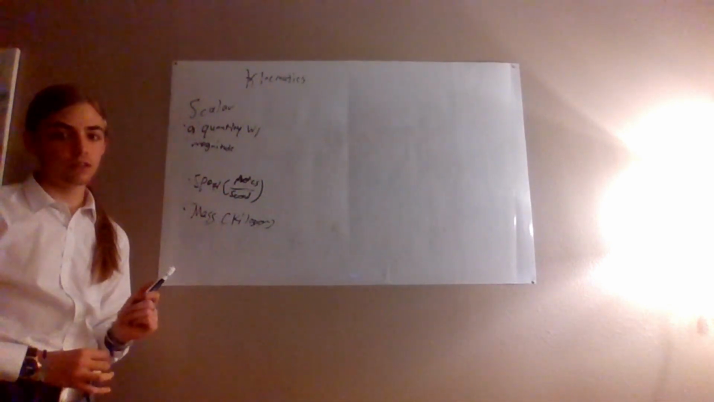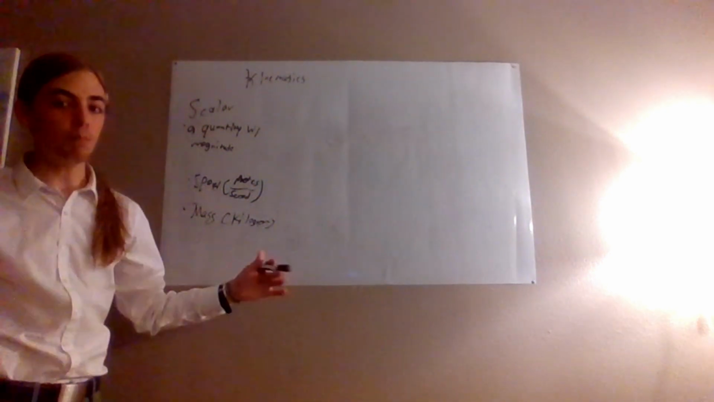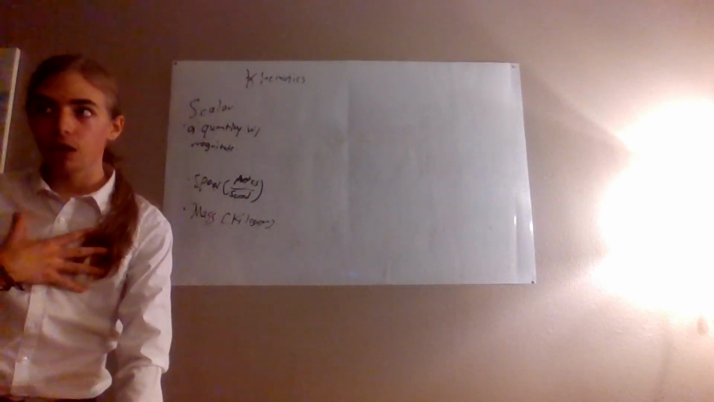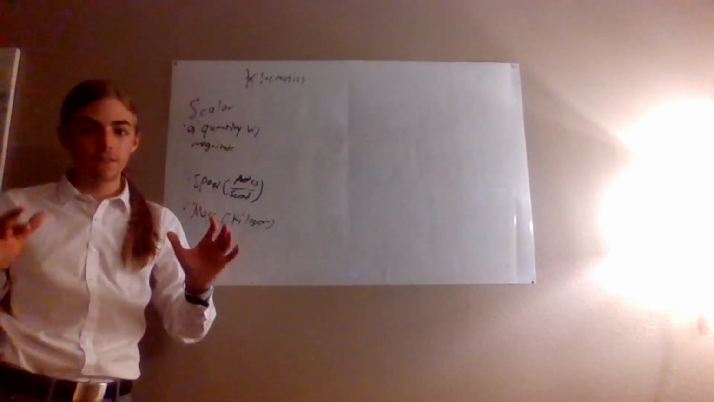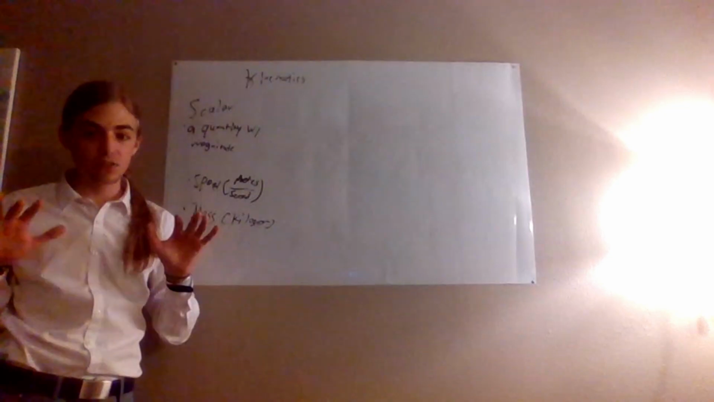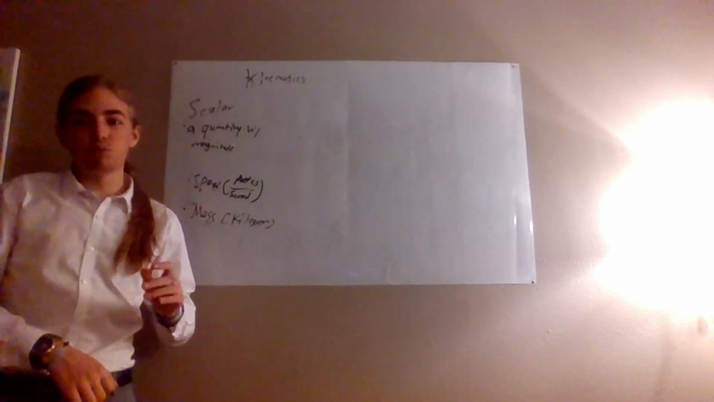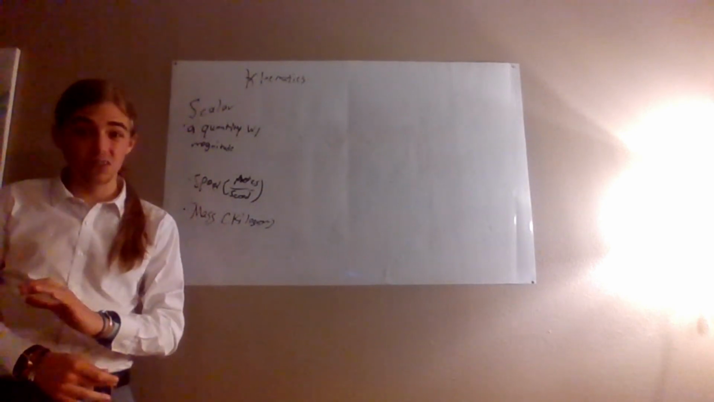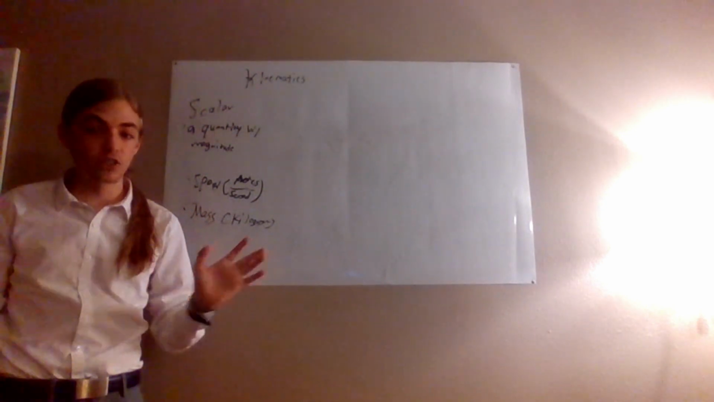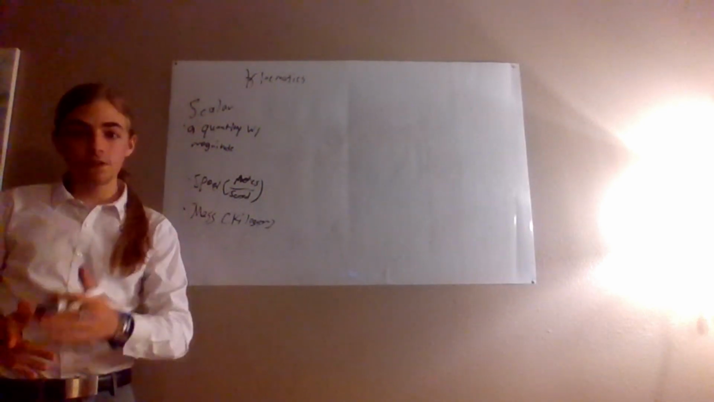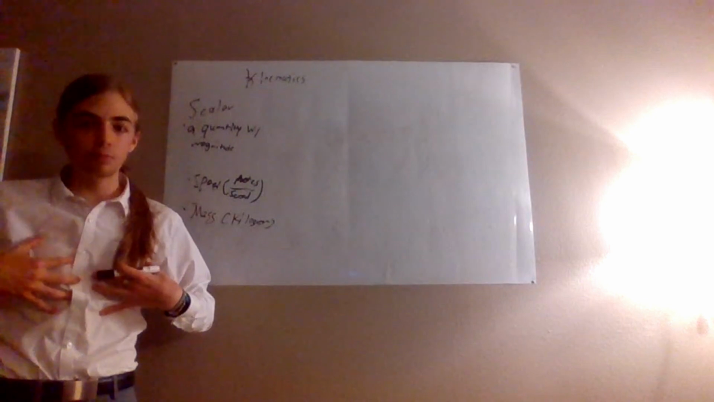Mass is a measure of how much matter you have in something. So I weigh about 125 pounds. That is my weight. The unit for that is pounds in the United States. My mass is approximately 55 to 56 kilograms, give or take a few. So that means I have approximately 55 to 56 kilograms of matter in my body.